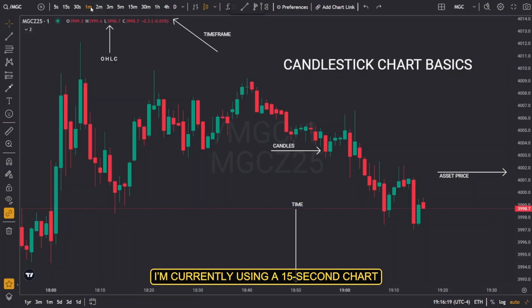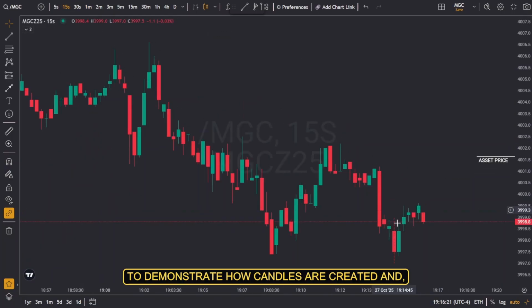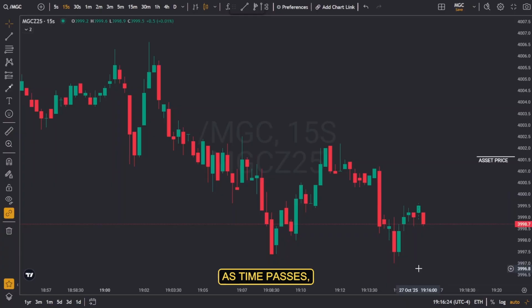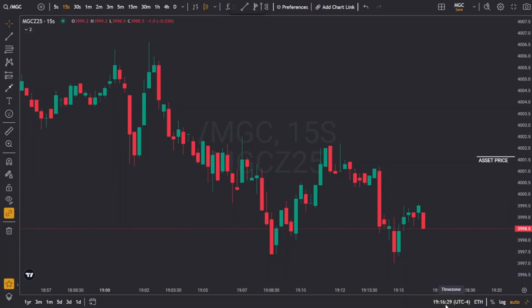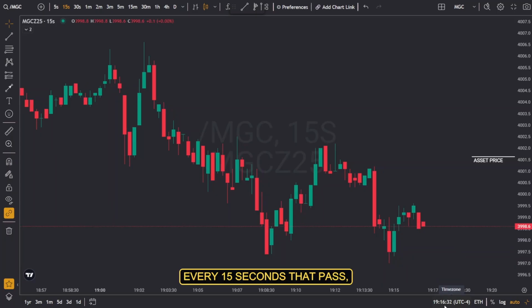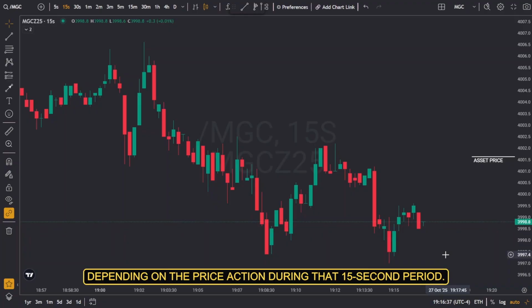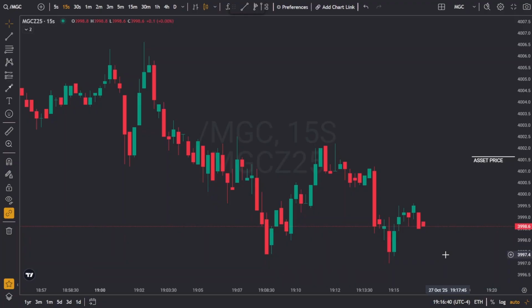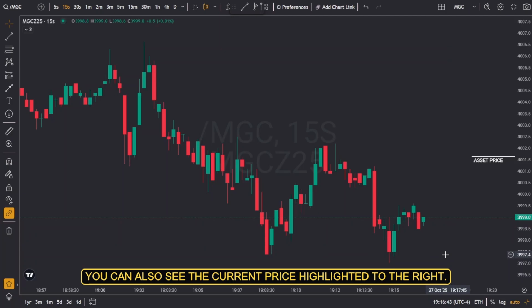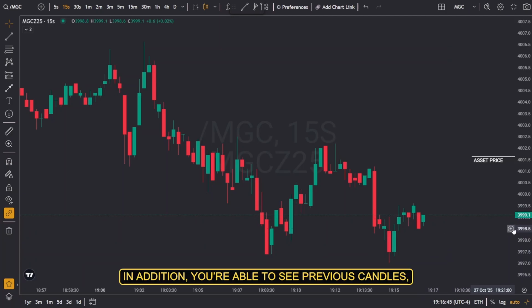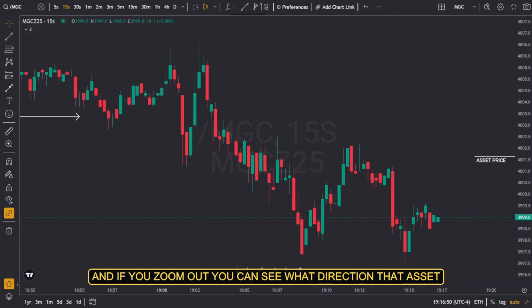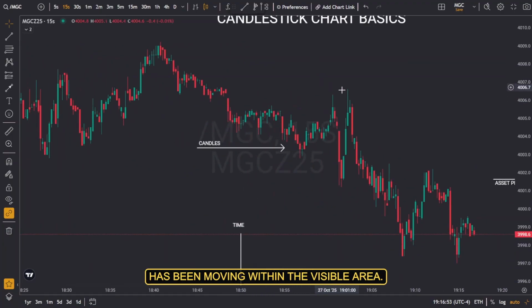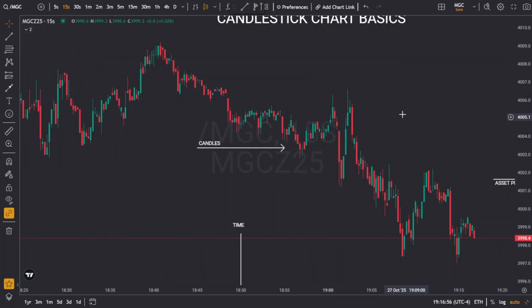I'm currently using a 15-second chart to demonstrate how candles are created and, as time passes, begin to form a visual of the asset's movement. As you can see, every 15 seconds that pass, a new candle begins and is formed depending on the price action during that 15-second period. You can also see the current price highlighted to the right. In addition, you're able to see previous candles, and if you zoom out, you can see what direction that asset has been moving within the visible area.